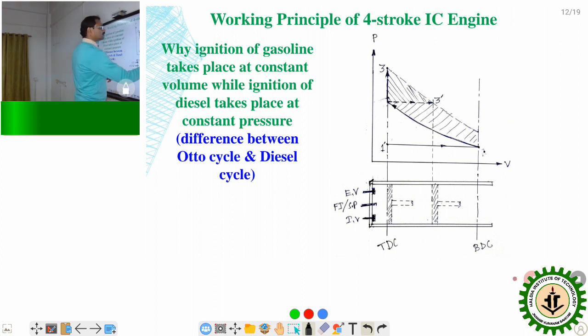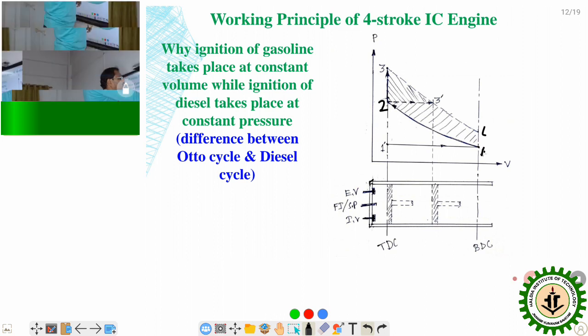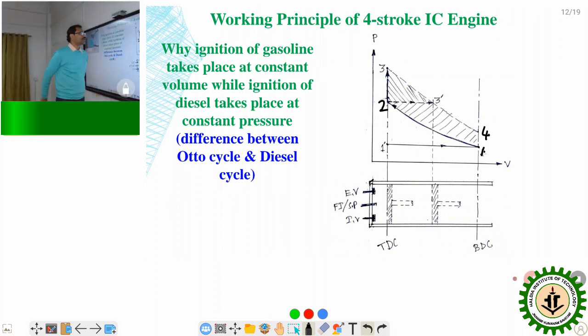1, 2, 3, 4. This cycle is the Otto cycle. Here the ignition or heat addition taking place is 2 to 3. That is a constant volume process, because this is volume, this is pressure.